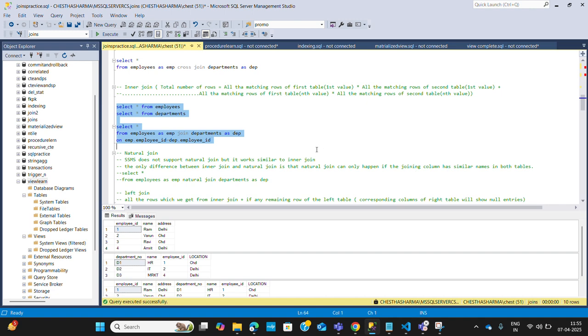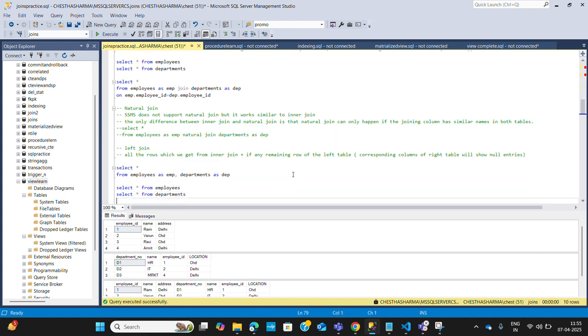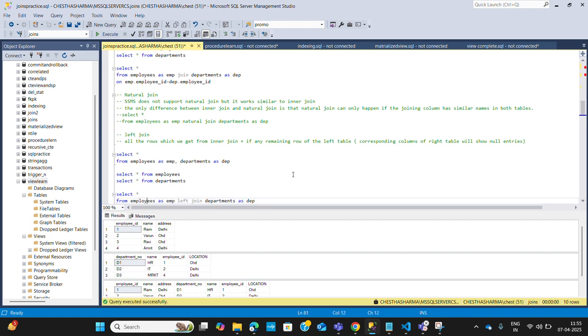SSMS does not support natural join, but it works similar to inner join. The only difference between inner join and natural join is that natural join can only happen if the joining column has a similar name in both the tables. So, I think you have got my point.